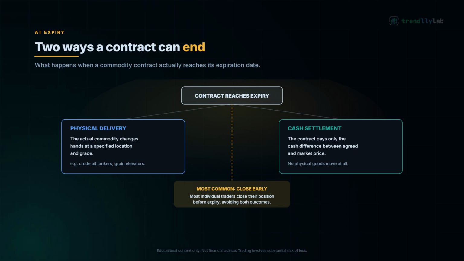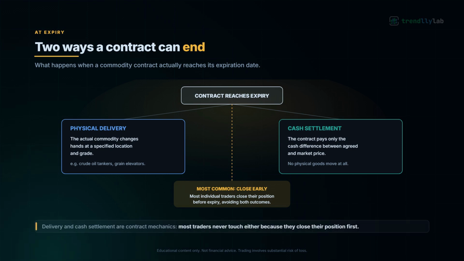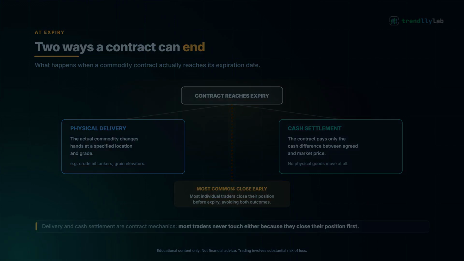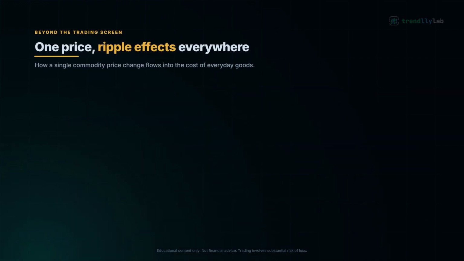But the most common outcome is neither, because most individual traders close their position before expiry, avoiding both. Delivery and cash settlement are contract mechanics, and most traders never touch either. Why prices for the same commodity can differ across delivery months is the subject of the next chapter. Before that, one thing worth understanding: how a single commodity price change flows into the cost of everyday goods.